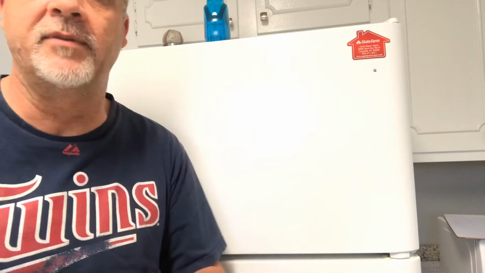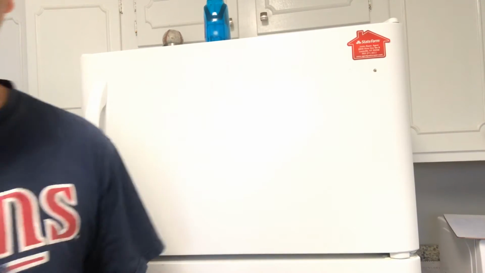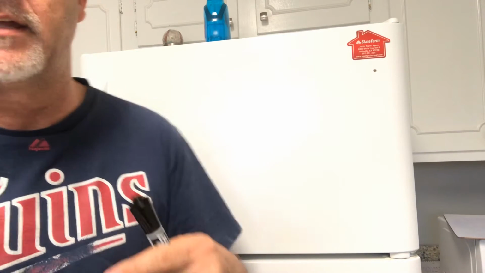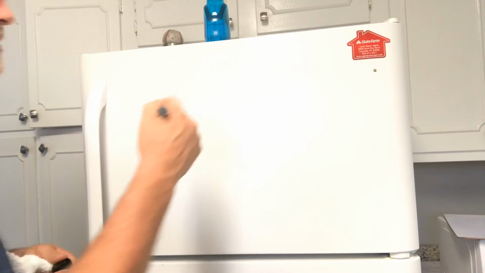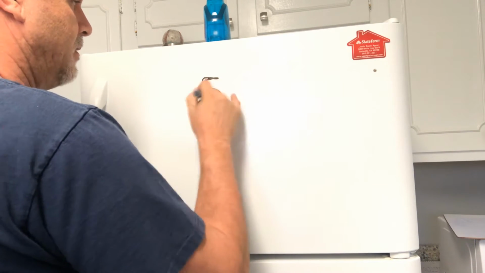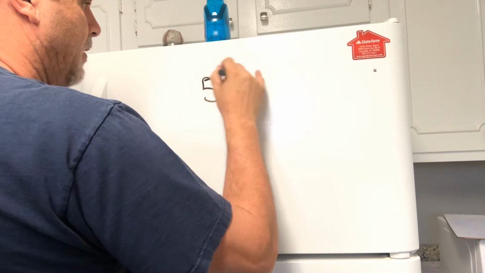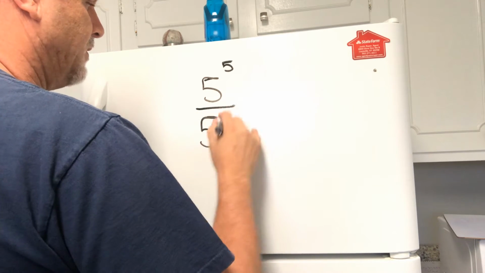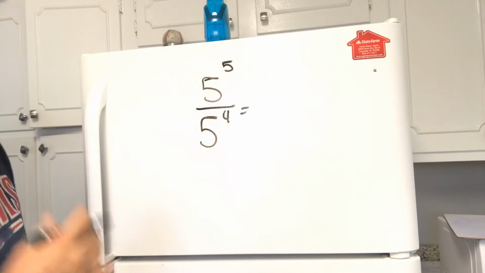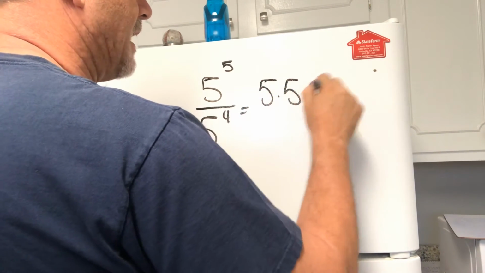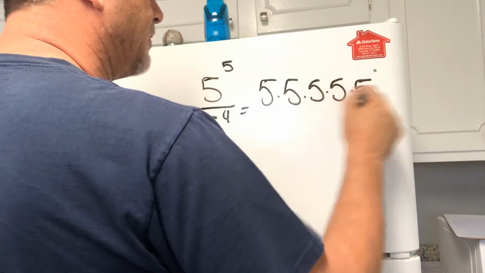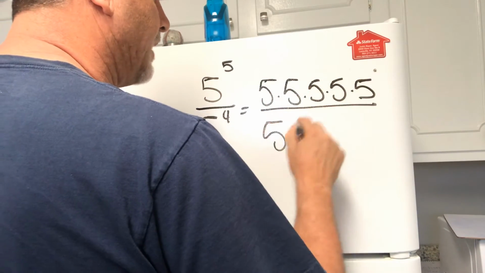So last time we talked about simplifying. This time I want to talk about evaluating and a couple more things. So let's just review really quick what I talked about last time. Let's say I have 5 to the 5th power over 5 to the 4th. What we talked about, that means 5 times 5 times 5 times 5 times 5 over 5 times 5 times 5 times 5.